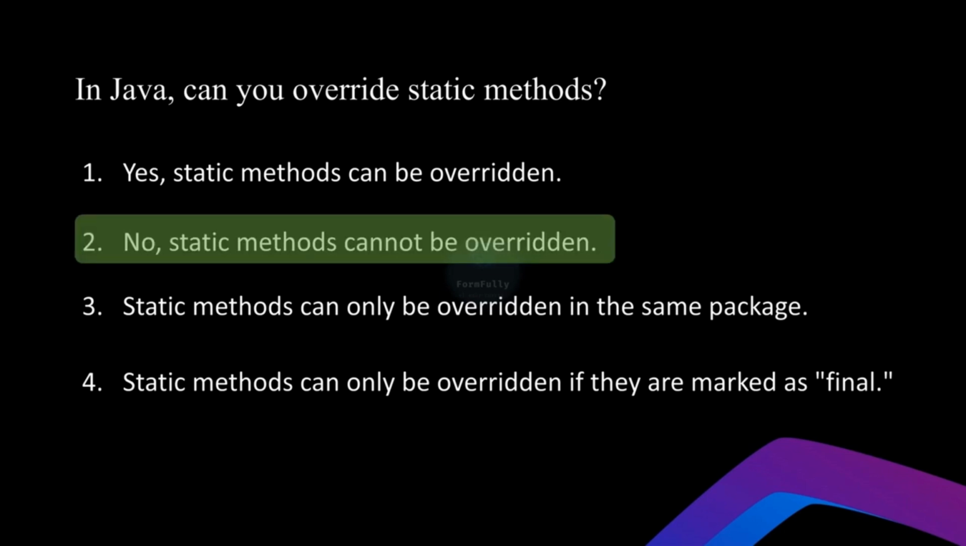The method to call is determined at compile time based on the reference type, not at the object's actual type. Option A is incorrect because, as I mentioned earlier, static methods cannot be overridden. Option C is incorrect because whether a method is static does not depend on whether it can be overridden. It depends on the method definition. Option 4 is incorrect because final prevents it from being hidden in the subclasses, but it still does not result in actual method overriding. So option 2 is correct.